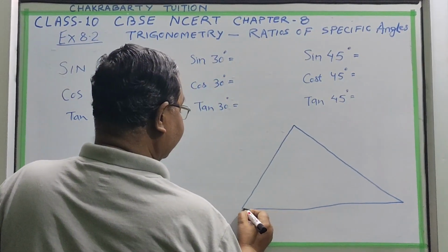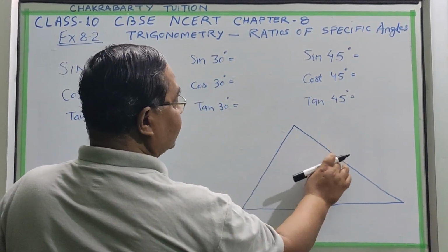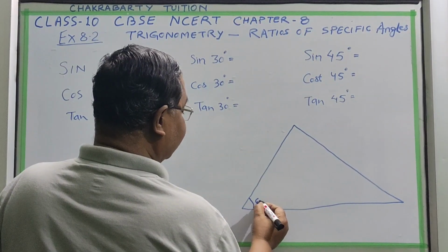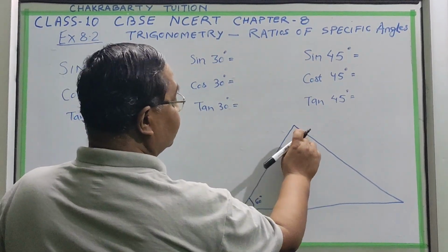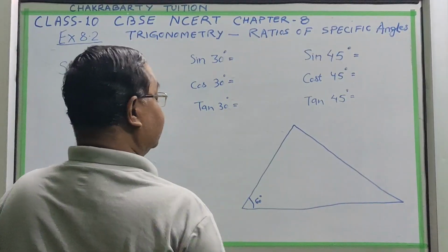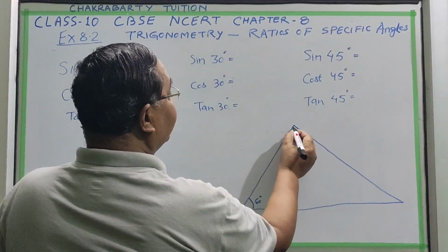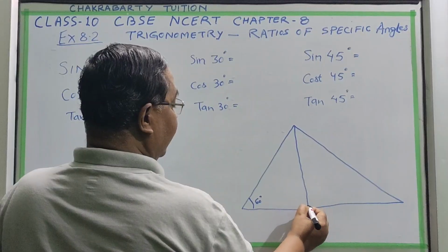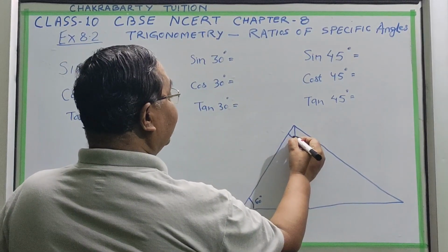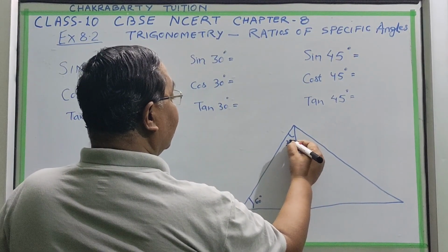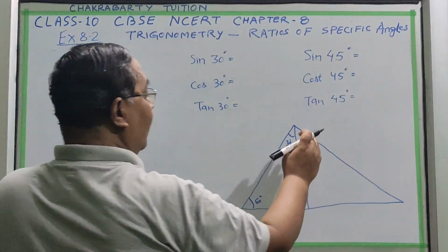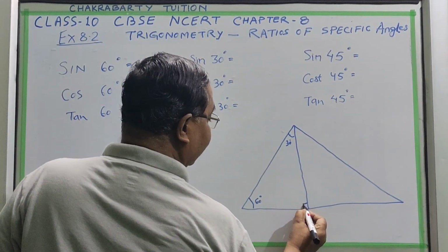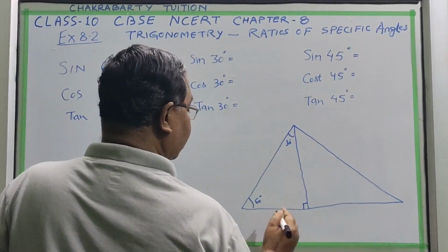It is an equilateral triangle, meaning all sides are equal. So all the angles will be 60 degree. Then if we bisect it and draw a perpendicular, this angle will be 30 degree. Agreed? Now this side we are removing, and here it will make a 90 degree angle.